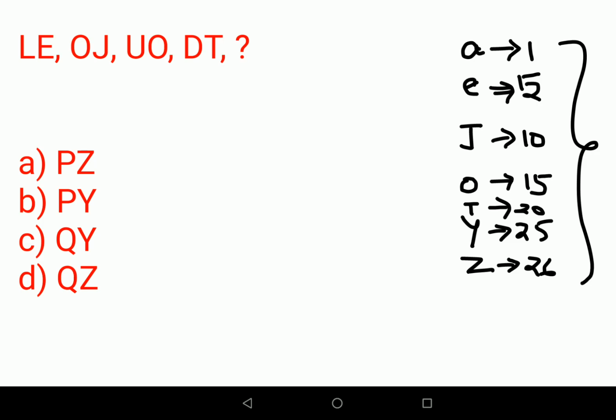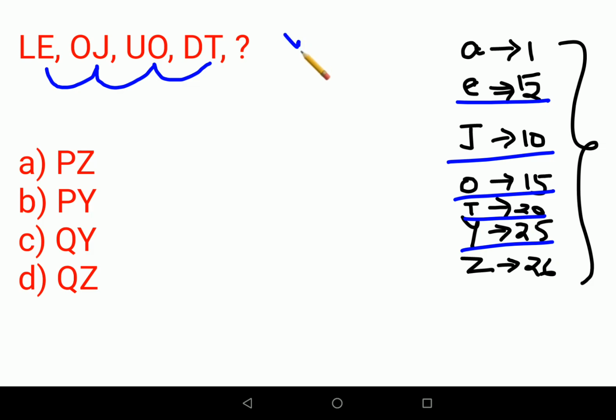Okay. So now here, I'm sure by now you all must have understood that there is a pattern. E is followed by J, which is followed by O, which is followed by T. And if you know E is 5, J is 10, O is 15, T is 20, so next number will be what? Next series will have the last alphabet as Y. So I can say option B or option C are my two choices from which I have to select the correct one.